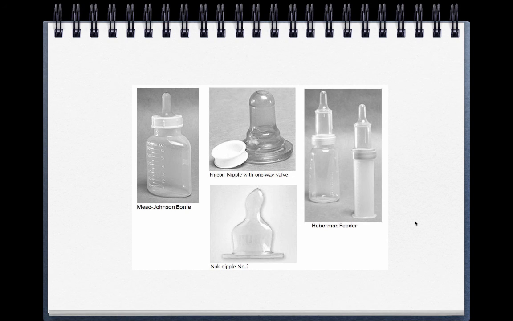There are special bottles that are often used for infants who have clefts or structural defects, and these would be very similar to the Haberman feeders that are here. They're small bottles that allow you to insert the nipple towards the posterior aspect of the baby's oral cavity, and thus try to avoid getting the liquid into the nasal passages as much as possible.